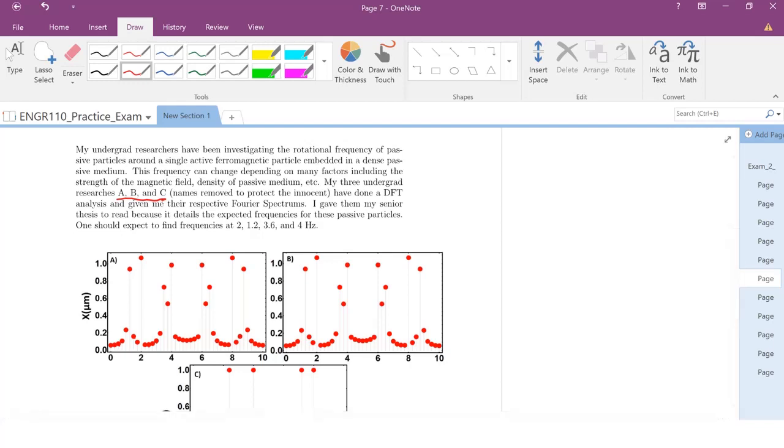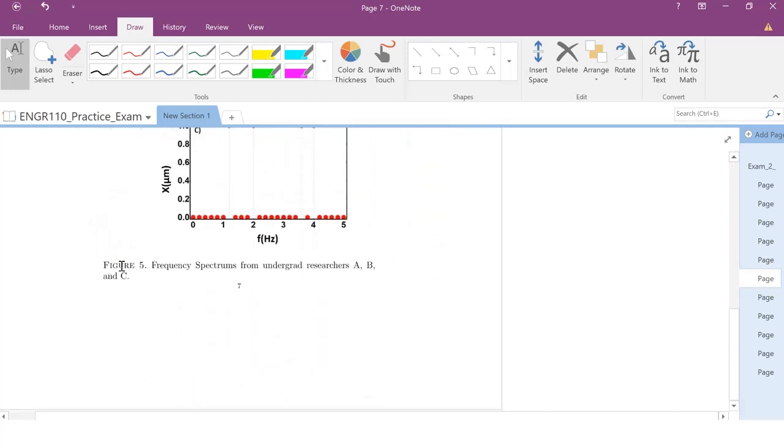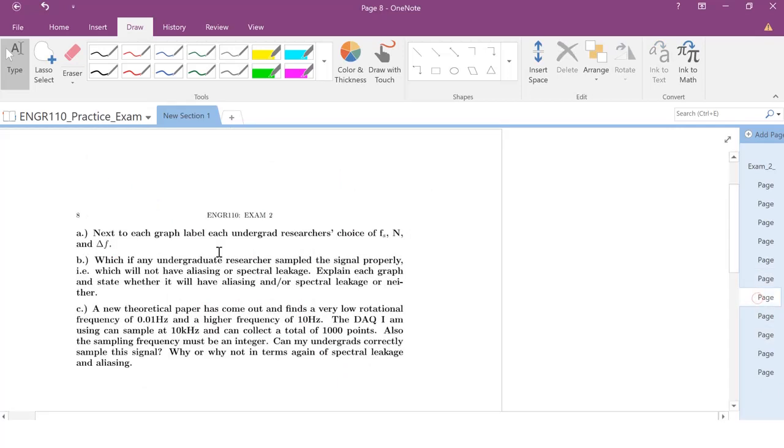So they've done DFT analysis, and here are the Fourier spectrums. We're trying to find, or we might expect to find, frequencies at 2, 1.2, 3.6, and 4 hertz. Then we're given the frequency spectrums from our 3 researchers, and we're going to be asked to figure out what is Fs, N, and delta F for each of these researchers. Then we'll figure out, will we have signal aliasing or spectral leakage?